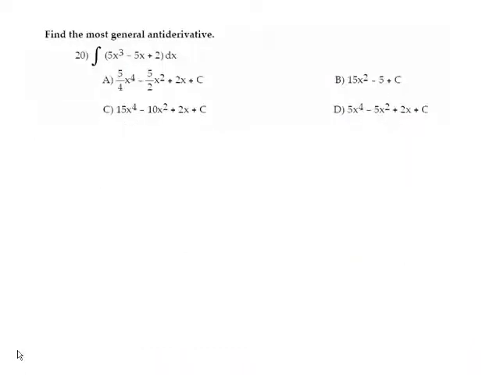Problem 20 is just to find the general antiderivative, and you remember the symbol for the antiderivative of a function is just the integral of the function dx. That's the notation. All we have to do here is take the antiderivative of each individual part of the function, and that would be 5x to the 4th over 4 minus 5x squared over 2 plus 2x plus c, and the answer is A.